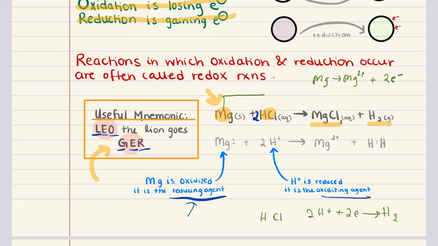So here, magnesium acts as a reducing agent because it donates electrons and it undergoes oxidation. On the other hand, the hydrogen ions, they act as oxidizing agents because they accept electrons and they undergo reduction.